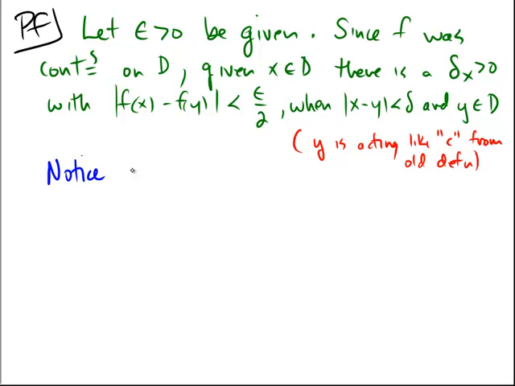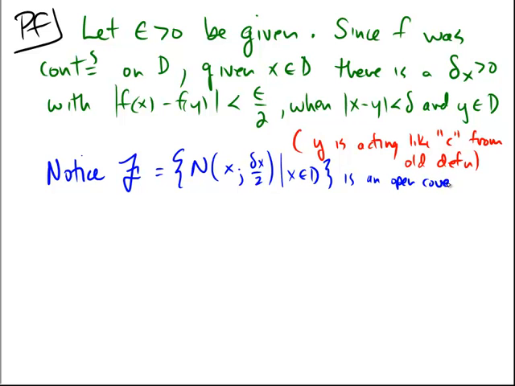We can now notice that if we let F be the set of neighborhoods of every x value in the domain, with a radius of that delta x over 2 that we know exists by continuity, for all x in the domain, this would be an open cover of D. Can you guess where I'm going now? D was compact, remember, right? So since D is compact, this open cover must admit a finite subcover.